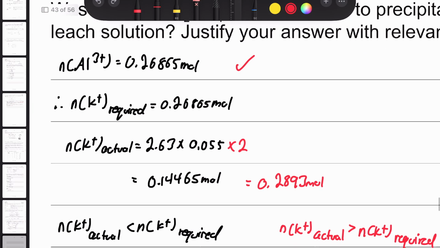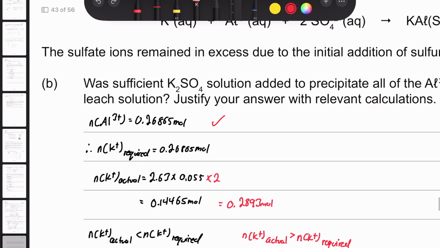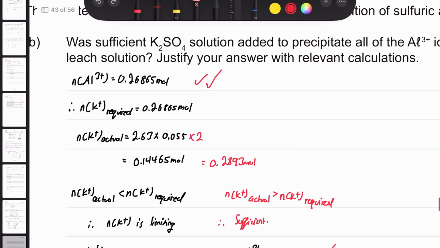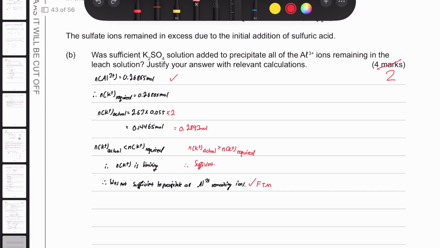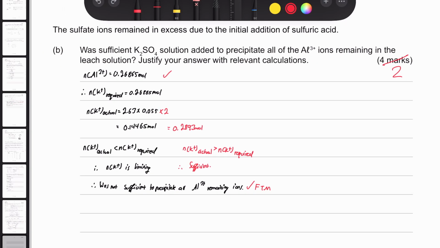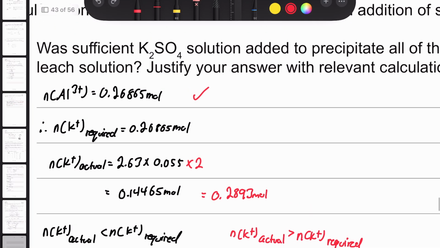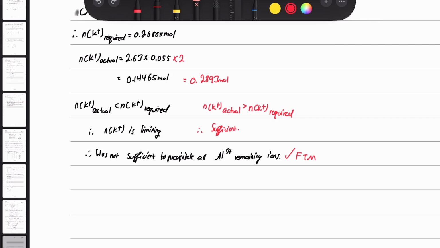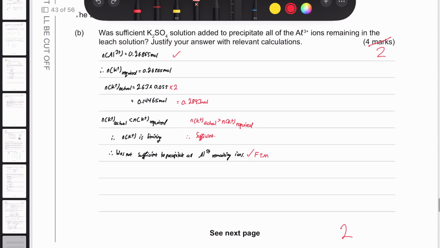Here, I must have been racing for time because I missed that it was K2SO4. So the number of K plus ions would be double. So I got the question wrong, but I gave myself, there was a mark awarded for that from A. And then there was a mark for the number of K2SO4 added, and then the mark for K plus added, so I lost both of them because I didn't do those properly. But I gave myself a follow-through mark for saying it was not sufficient, when in reality it would be sufficient enough. But follow-through marks are 2 marks.